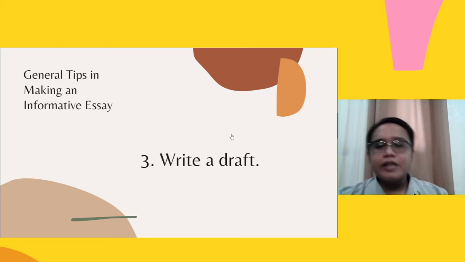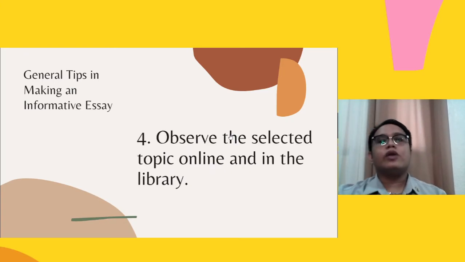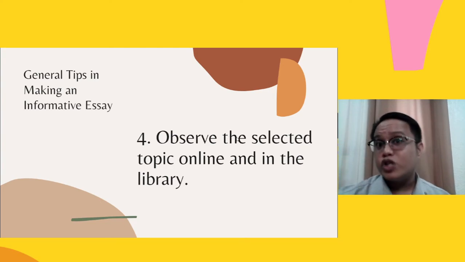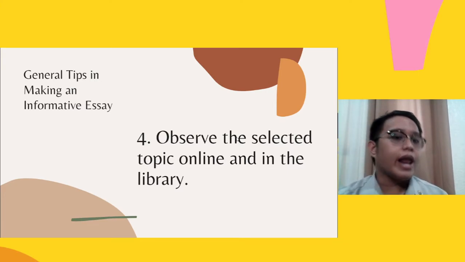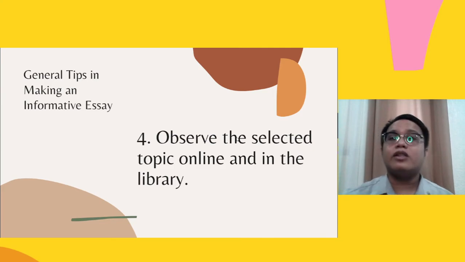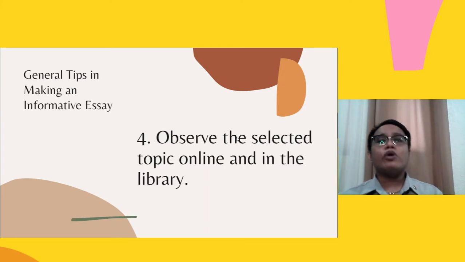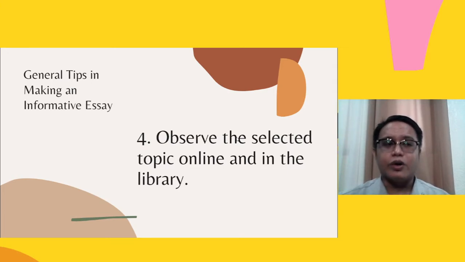And then the next tip is that you need to observe the selected topic online and in the library. But unfortunately, you cannot go to the library. So we're going to go online. So you need to search. This is what I told you about. You research about the topic. So it's important for you to choose credible, relevant, and up-to-date sources that should not be more than 10 years old. Okay? So if you look for sources, at least not more than 10 years old.